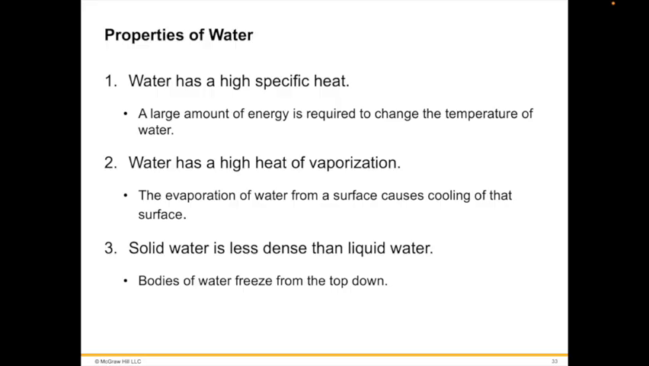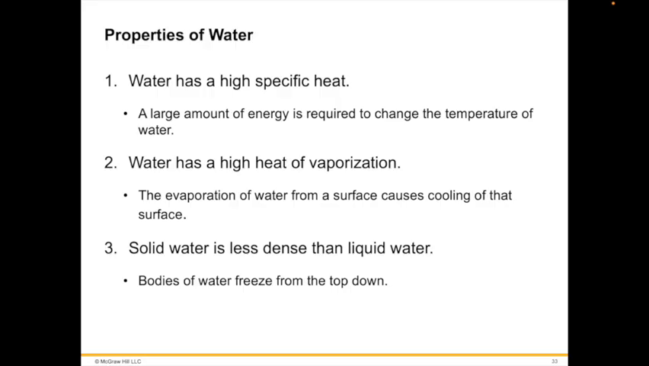So water moderates temperature through two properties: its high specific heat and its high heat of vaporization. Water also has the unusual property of being less dense in its solid form, ice, than it is as a liquid. So water acts as a solvent for polar molecules and exerts an organizing effect on nonpolar molecules. All these properties result from its polar nature.